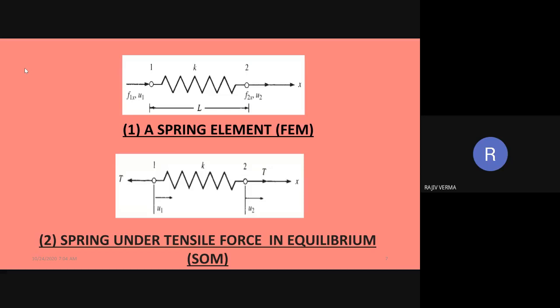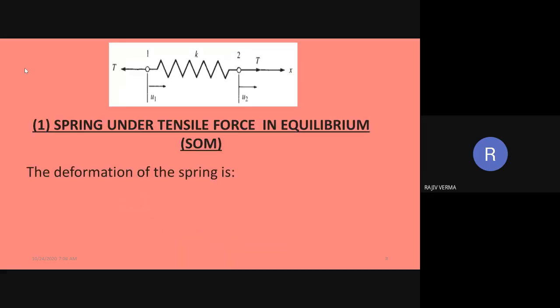So this is how the derivation is done. The deformation of the spring is given by delta, which obviously is equal to U2 minus U1. And when this deformation is multiplied by the stiffness of the spring, we get the value of tension T. This is how the derivation is being done from the strength of material approach.